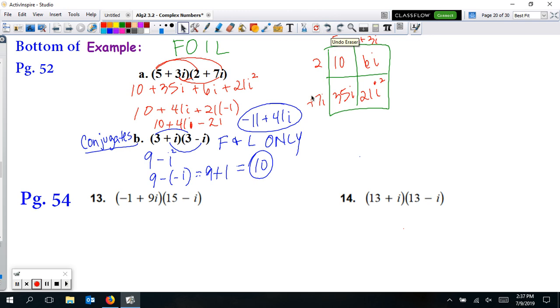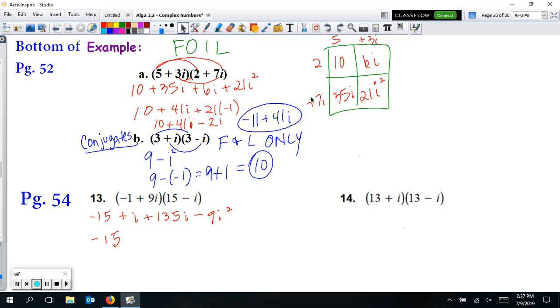So for this one, I'm just going to use FOIL. So I'm going to multiply -1 times 15. That's going to be -15. And then the outside is going to be -1 times -i. That's going to be a positive i, plus i. Inside, it's 9 times 15 with an i. So it's going to be positive, because positive times positive will give us positive, 135 times i. And now negative times positive here will be a negative sign, and it'll be a 9i squared for that last one. And now we're going to start putting things together.